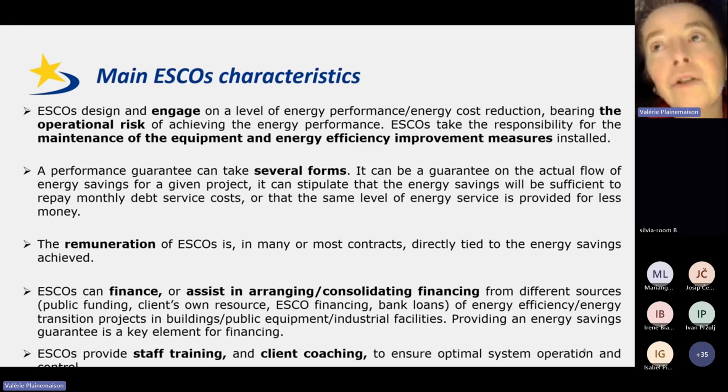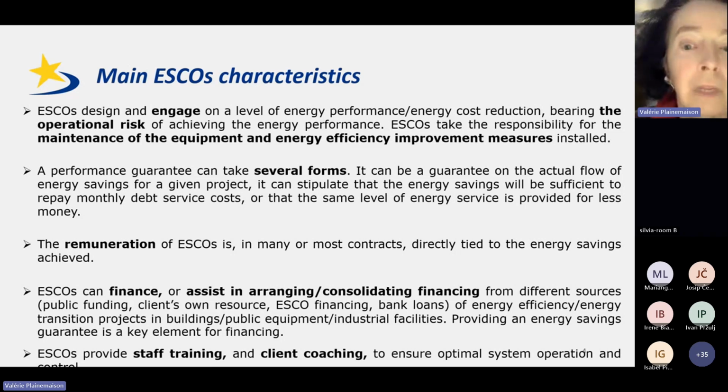Financing sources in energy efficiency projects. Let's say that would be a housing complex. There could be different sources. There could be public funding. There could be clients' own resources, the condominium. There could be ESCO financing for some percent of it. There could be bank loans. There could be all together. And this can be a complex financing engineering, where the ESCO is an important partner, as much as they are partners for energy, for designing the energy use of the installation.